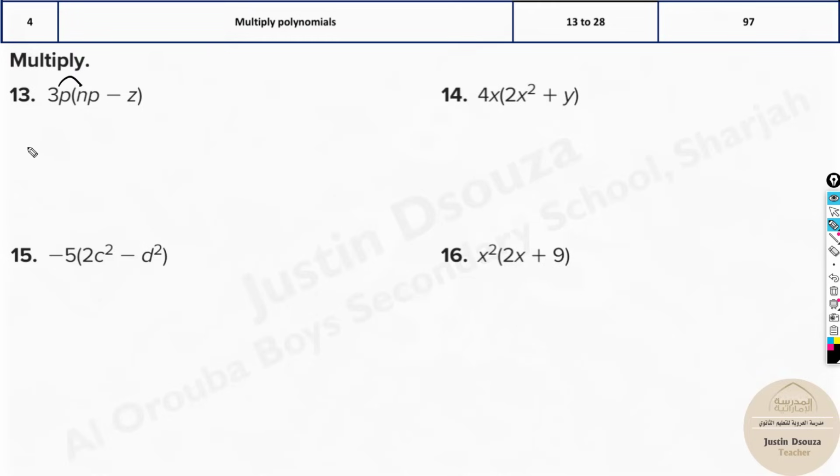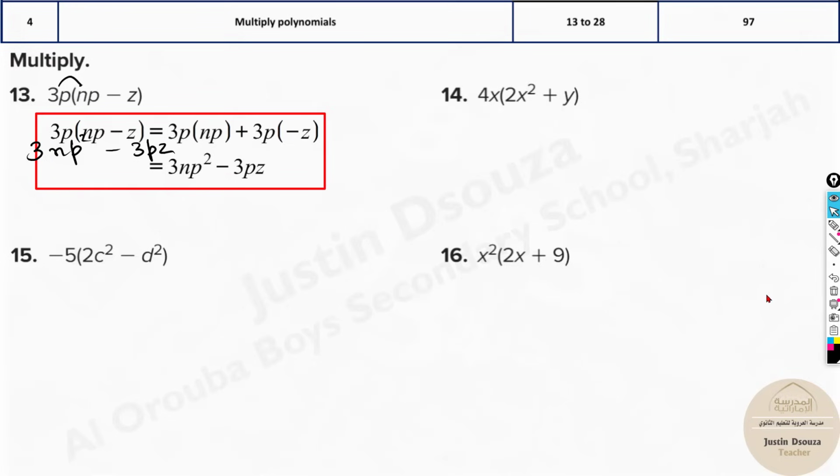Here, when you multiply 3 with p, there's already a p and a p, so it'll be p to the power 2. Minus again 3, p and z. That's the answer. You just multiply it inside and you get the answer.